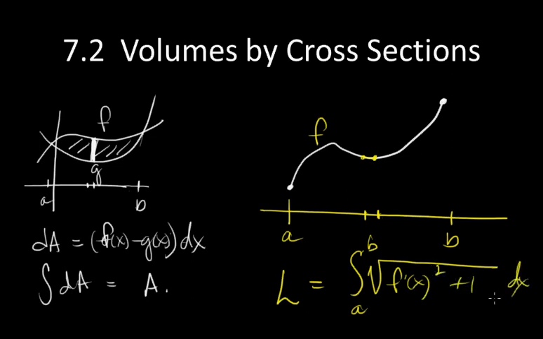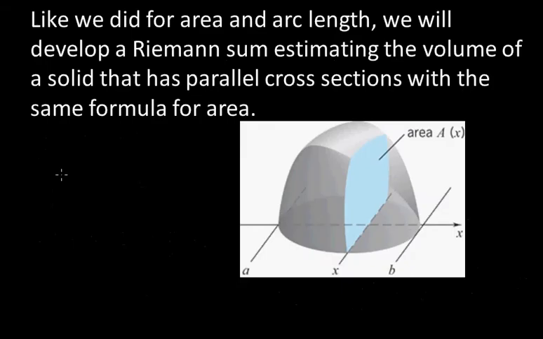So we've had two applications. Now we get to the third, and that is volume. Just like we did for area and arc length, we will develop a Riemann sum that estimates the volume of a solid, but only a certain kind of solid, a solid that has parallel cross sections that have the same formula for area. So here's a picture of one.